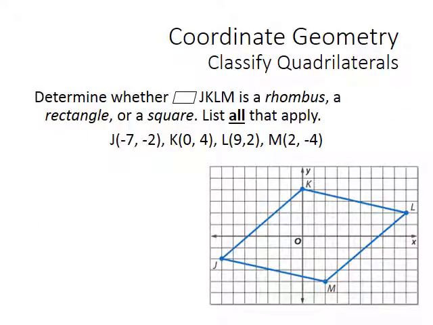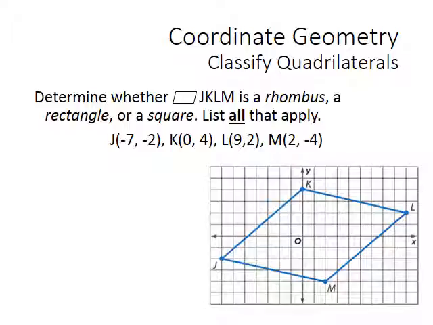So let's do a coordinate proof where we put all these properties of parallelograms together, and specifically rectangles, rhombi, and squares. All right, we want to determine whether parallelogram JKLM is a rhombus, a rectangle, or a square, and we want to list all that apply. So not just the most specific one, but any of those classifications that apply to the parallelogram.